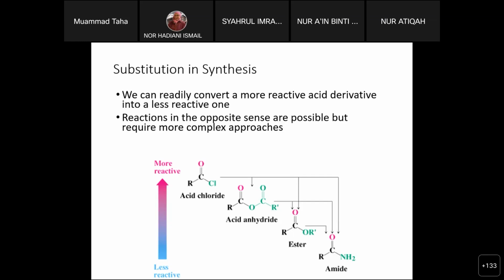It requires multiple steps, because esters and amides are stable as compared to the acid chlorides. Ester is more stable as compared to the acid chloride and acetic anhydride, but less stable as compared to amide. The ester can be converted to amide, but the reverse is not possible in one step. And amide is the most stable.